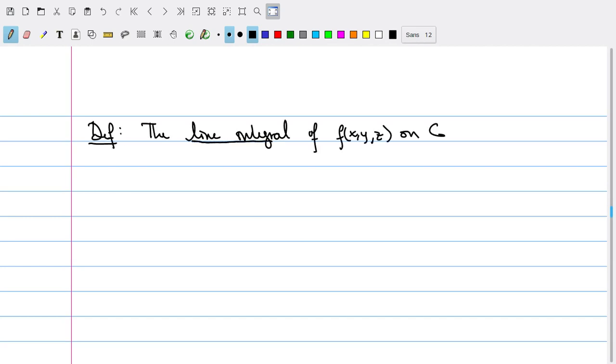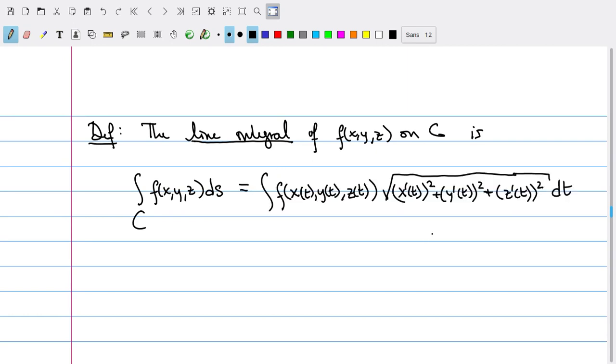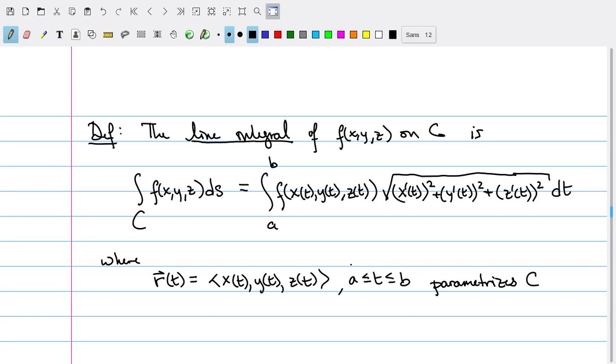And more generally, we can define any line integral in 3 dimensions very similarly to the case of 2 dimensions. So the line integral of some function f of x, y, z on a curve C is just denoted exactly the same way, and it's going to be f of x of t, y of t, z of t times the square root of x prime of t squared plus y prime of t squared plus z prime of t squared dt, evaluated from a to b, where here r of t for t between a and b is just a parameterization of the curve C, and again this is independent of the parameterization.